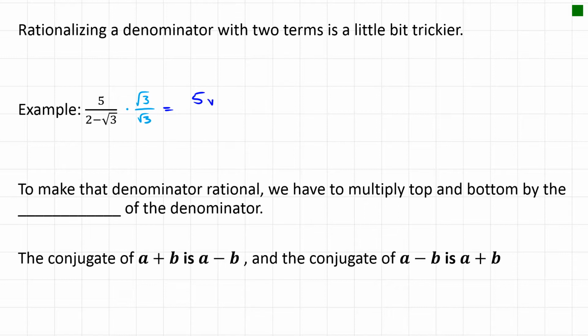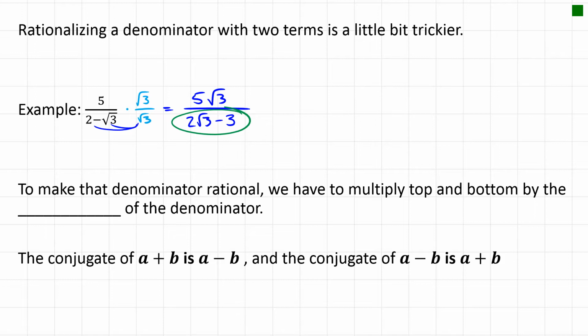Well, I'd get 5 root 3 on top, and on the bottom, I'd have to multiply each term by the square root of 3. So it'd be 2 square root of 3, and then minus the square root of 3 times the square root of 3 is just 3. So I didn't get rid of the irrational number in the denominator. That technique that we were using before only works when there's one term in the denominator. But because I had to multiply it by both terms in this example, I still have an irrational denominator.